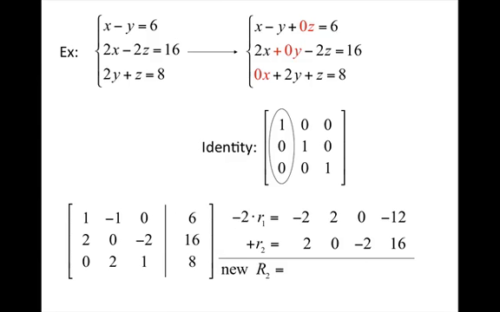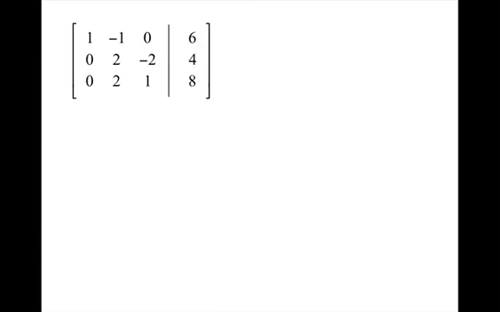Well, in my new row 2, negative 2 plus 2 gives me the 0 that I wanted. 2 plus 0 is 2. 0 minus 2 is negative 2. And negative 12 plus 16 is 4. So this becomes my new row 2. So replace row 2 with 0, 2, negative 2, 4. And keep rows 1 and 3 the same.